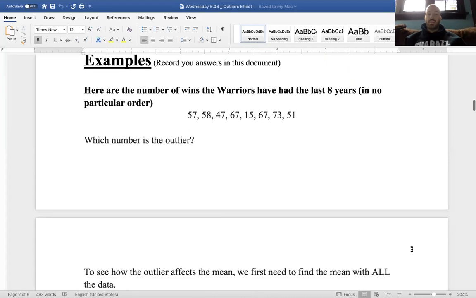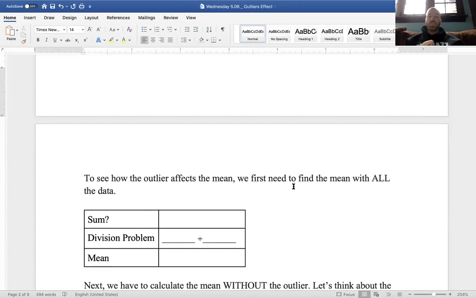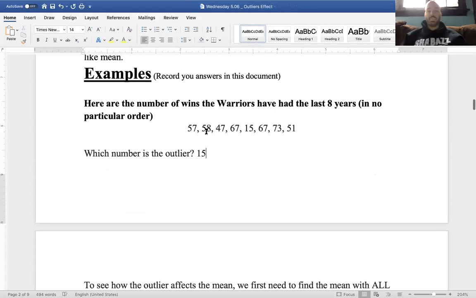So we're going to look at the same data that we looked at yesterday. Here are the Warriors' wins for the last 8 years. We said yesterday that the outlier was 15. Now we're going to be putting together that along with a lot of information that we did last week. The first thing we need to do is find the mean of all this data. So on my scrap paper, I'm going to write out 57 plus 58 plus 47 plus 67, 15, 67, 73, 51. To find the mean, I got to add those all together.